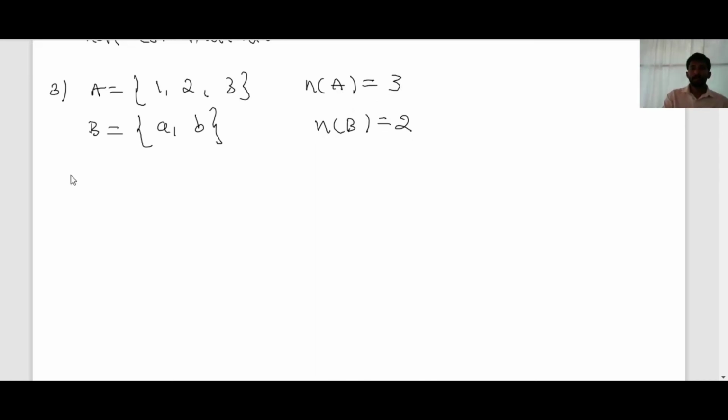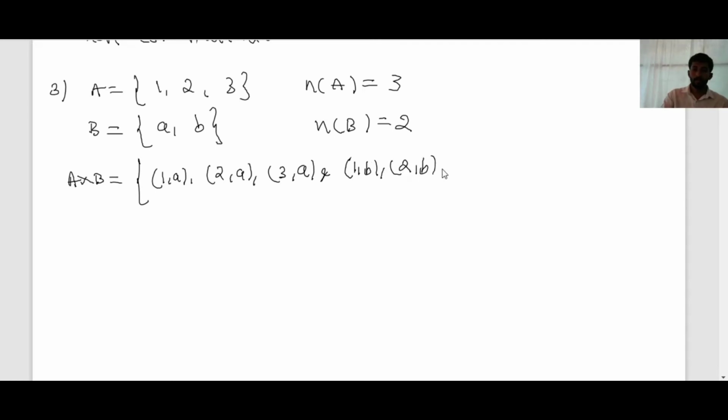See the third example. A is equal to {1, 2, 3} and set B is equal to {a, b}. What is n of A? n of A is equal to 3 and n of B is equal to 2, right? Now write A cross B. A cross B is equal to, what you will get? Ordered pairs (1, a), (2, a), (3, a), then (1, b), (2, b) and (3, b). Check how many elements are there. 1, 2, 3, 4, 5, 6, right?